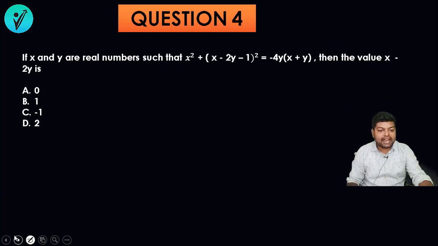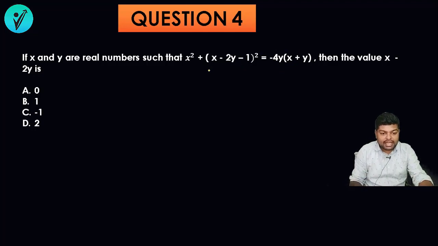Okay. Next, I have question number 4, again from algebra itself. Now, in this year, we have seen a transition. Earlier, we used to see a lot of questions from the arithmetic portion, but this time many questions were from algebra. So x and y are real numbers such that (x squared plus x minus 2y minus 1) whole square is equal to minus 4y into (x plus y). Then the value of x minus 2y is? Okay. So again, it's not a difficult one. Again, it's a calculative question.